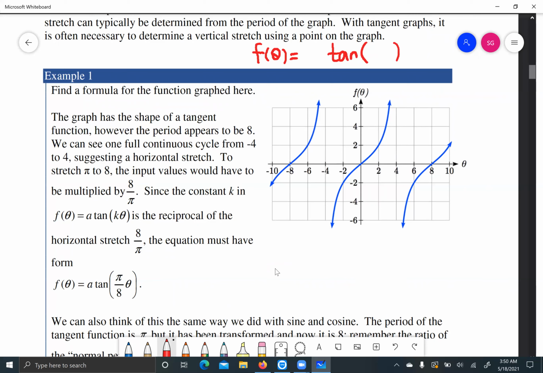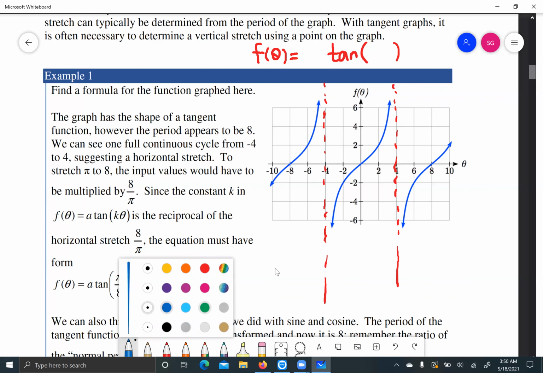What is the period of this function? When I look at this graph, I see that there are vertical asymptotes here and here, right? So these are the vertical asymptotes, and one full rotation is over 4 units. You see that?